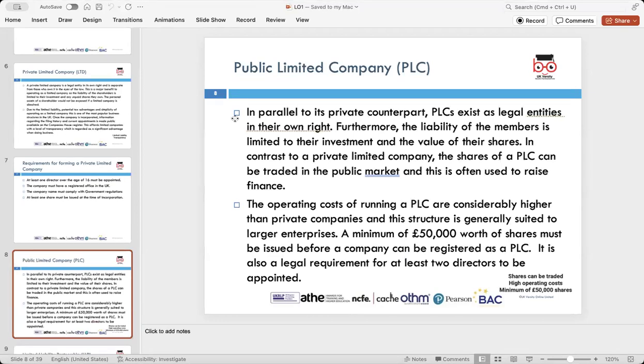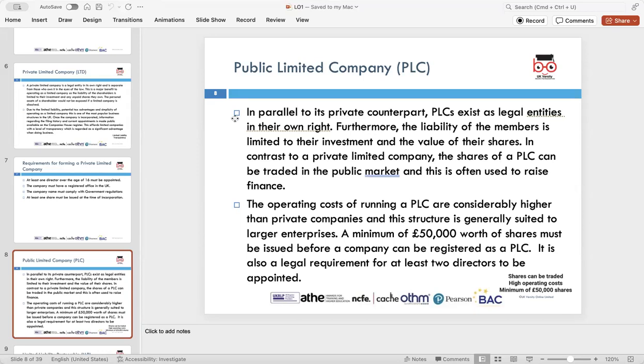A public limited company, or PLC, in addition to their private counterparts, limited companies are recognized as independent legal entities in their own right. In addition, the members' liability is restricted to the amount of money they have invested and the money that their shares are worth. On the other hand, in contrast to a limited company, a public limited company allows its shares to be exchanged on the public market, which is frequently utilized for the purpose of raising capital.